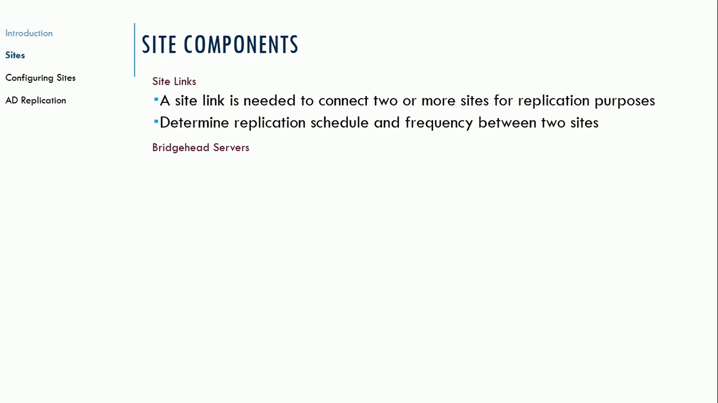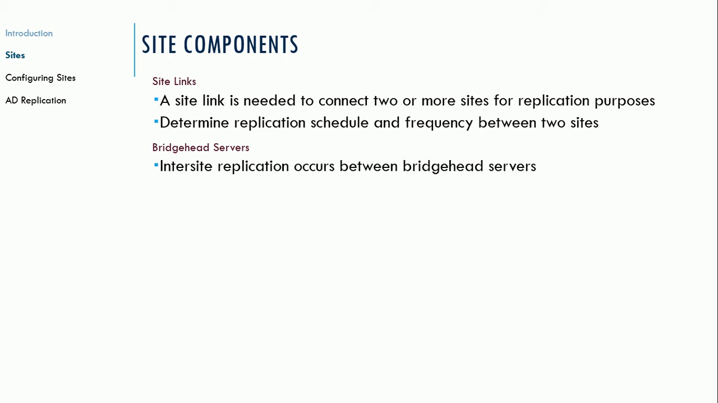Obviously, if you have a slow WAN connection, you would do less frequent replication to save on bandwidth. A bridgehead server is basically the server that's designated as sort of the intermediary for these connections between different sites. In other words, if I had 5 domain controllers at site A and 5 domain controllers at site B, I probably don't want all 5 communicating with each other over the site link. Instead, I would want one server at each site to communicate with each other and then disseminate those replications to the servers on each side.